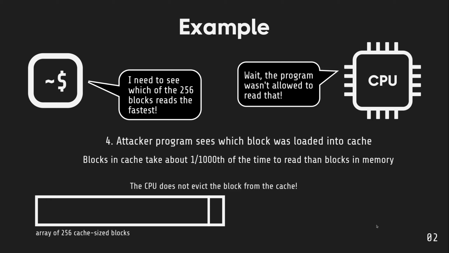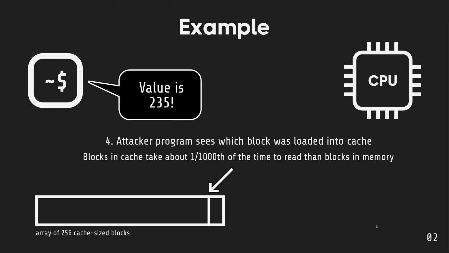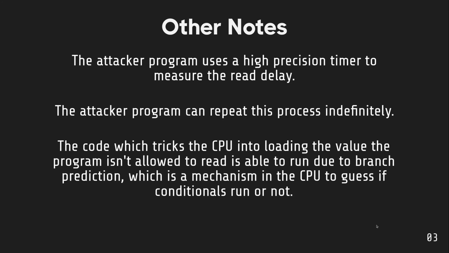So all the attacker program needs to do is see which of those 256 cache-sized blocks loads the fastest, and it can do this because it loads in a thousandth of the time, right? So it just goes through the array, sees which one loads in about a thousandth of the time, and in this case it's 235. All right, that's it.